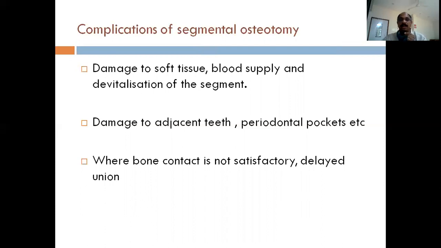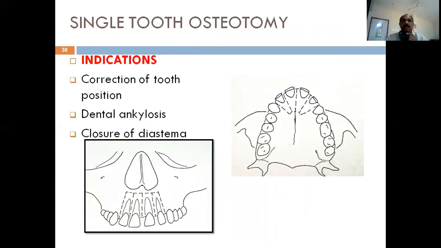So to prevent that, you have to be very careful while handling your soft tissues not to damage the blood supply. And sometimes we might damage the adjacent teeth, causing some periodontal pockets, which is not a severe thing, but we have to be careful not to damage the adjacent structures. And wherever bone contact is not satisfactory, the patient will end up with delayed unions, but that also is not a major issue. We try to approximate the bones together and try to prevent further delay in healing. That can be rectified while doing your procedure.